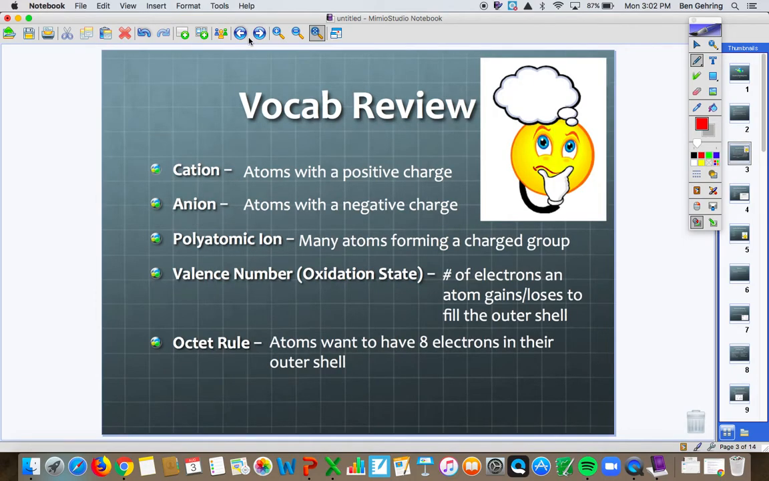So first, a quick vocab review. It's important that we know some different terms. So the first one's cation. Remember, cations are atoms with a positive charge. You draw your cat face. You can put a plus sign as the nose. That was really bad. But cats have a plus sign for the nose. Cats are positive, however you want to remember that. Anions are atoms with a negative charge. Remember, ants have a negative sign. They make you negative when they bite you.